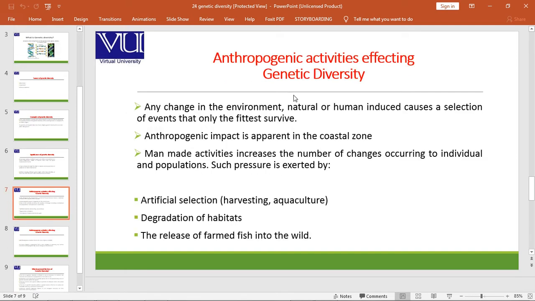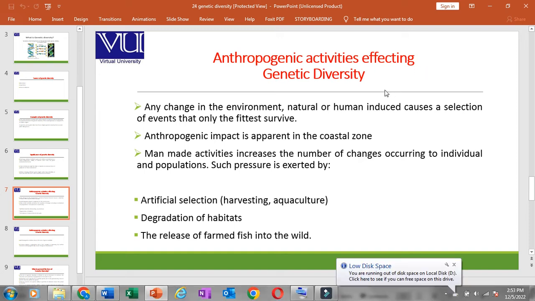Next is anthropogenic activities affecting genetic diversity. Any change in the environment, natural or human induced, causes a selection of events in which only the fittest survive.